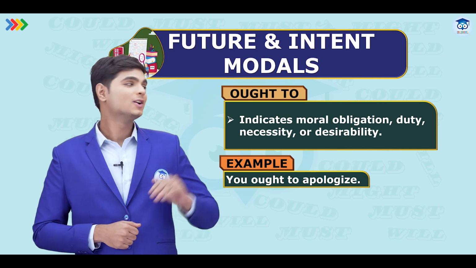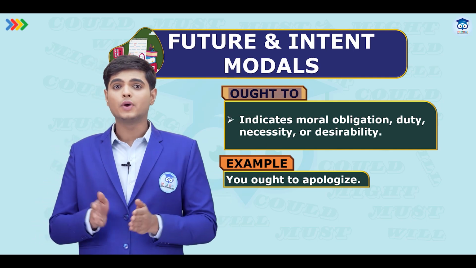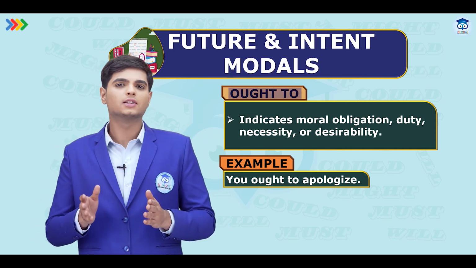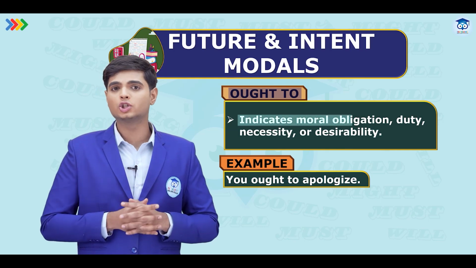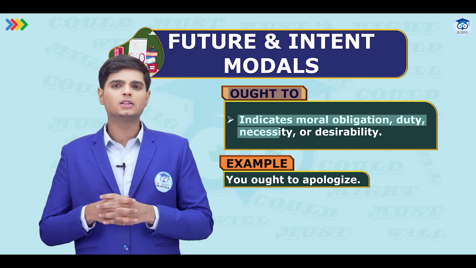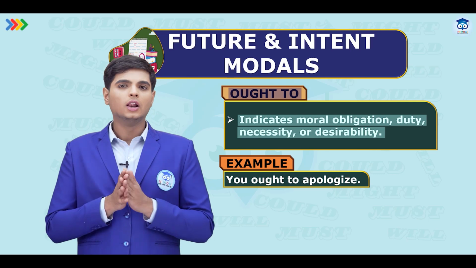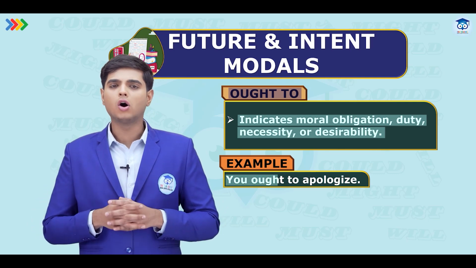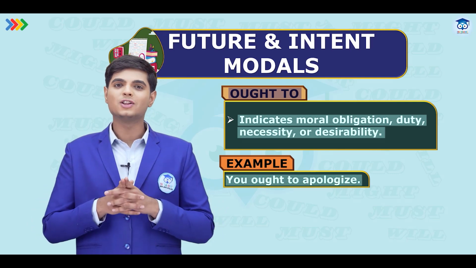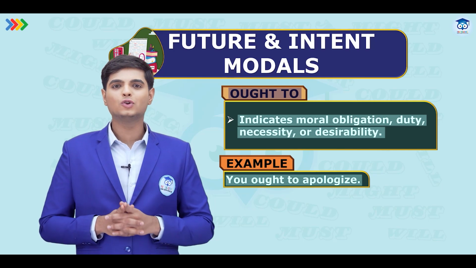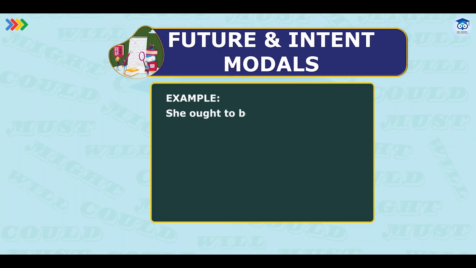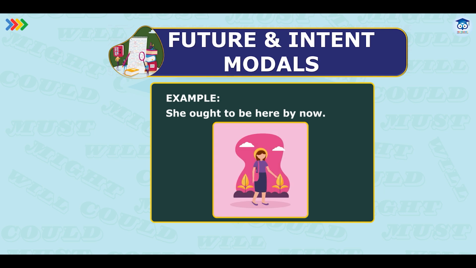Next on our list is ought to. It's used when we talk about what's morally right. It indicates moral obligation, duty, necessity, or desirability. Let's read the example. You ought to apologize. That's a moral suggestion. It can also be used for expectations. She ought to be here by now, which means we expect her to arrive.